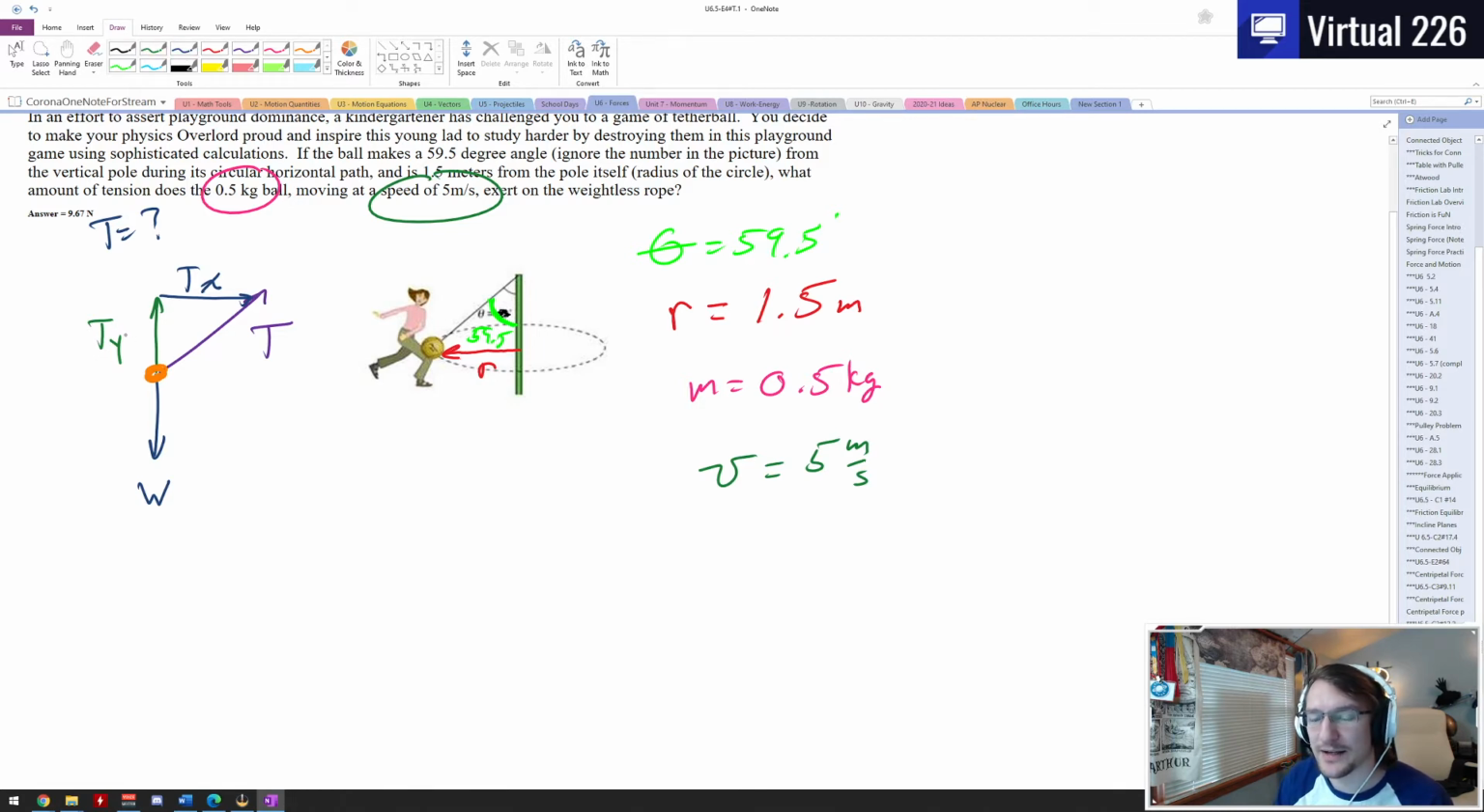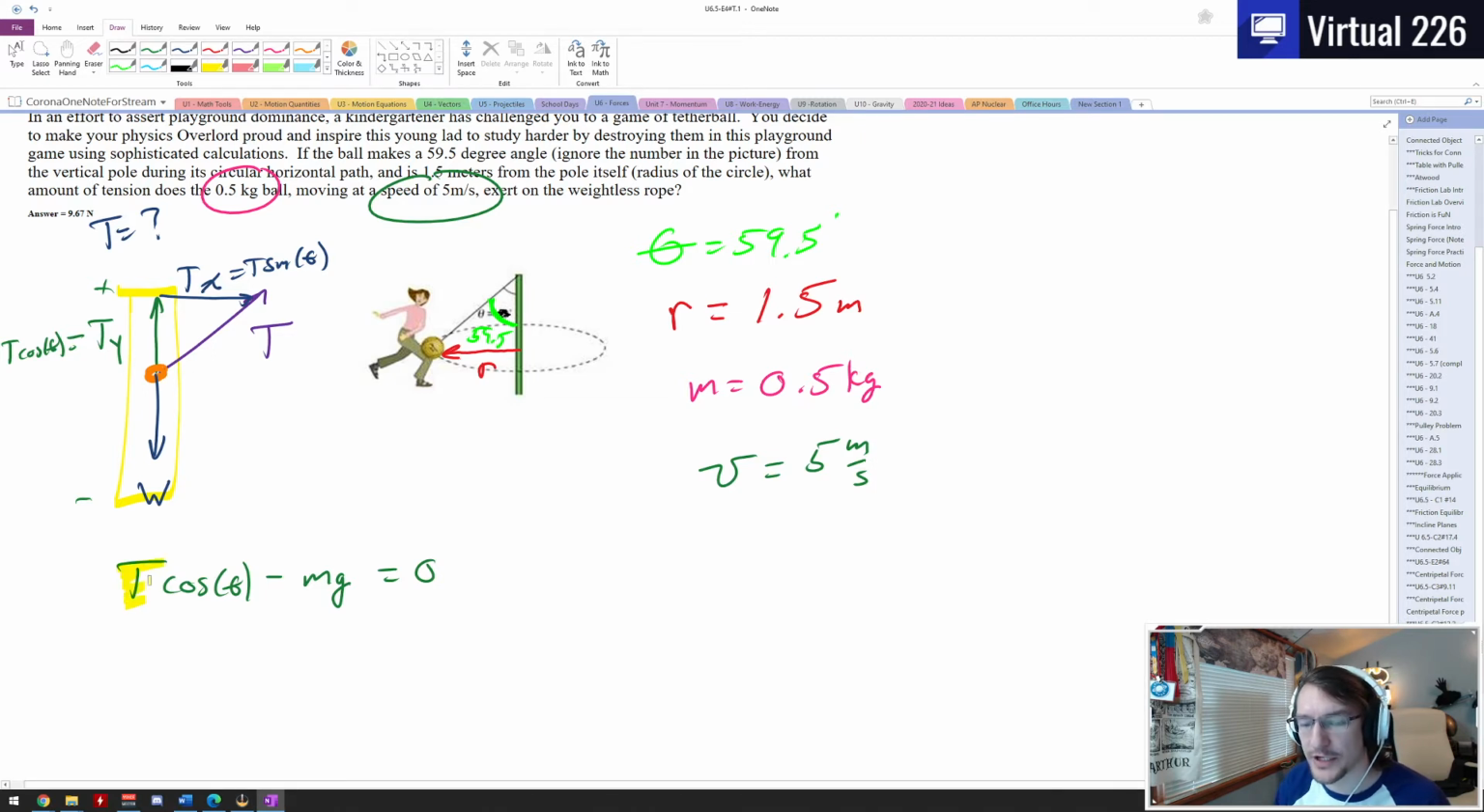If we recall, Ty is T cosine of theta, and Tx is T sine of theta. If you don't know where we got those, check out the prior videos we've done on pitched circular motion. So we could just say that these vertical forces have to be the same. We could say the top is positive, down is negative, and say that T cosine of theta minus the weight, which is mg, equals 0. And we could solve for tension here.